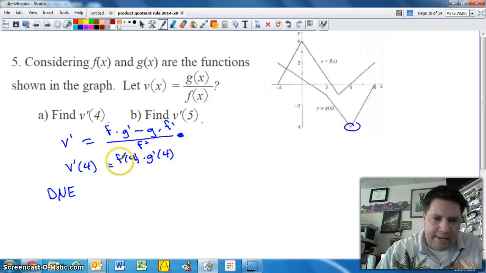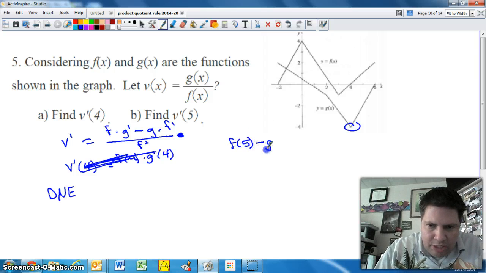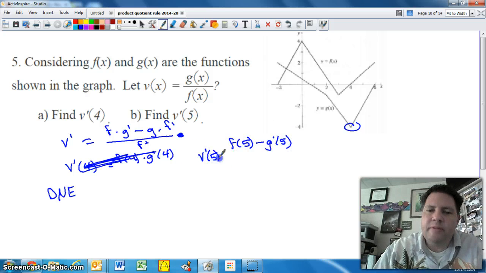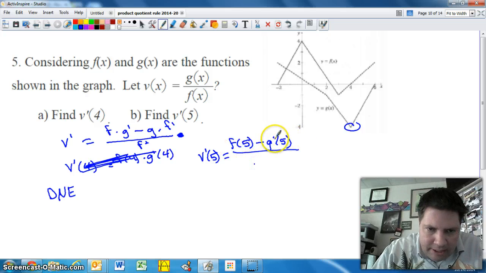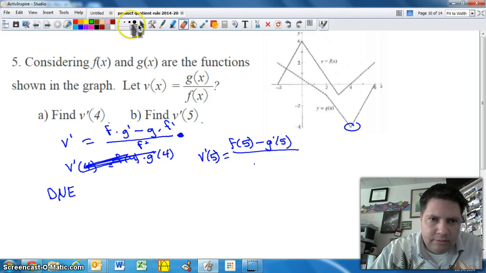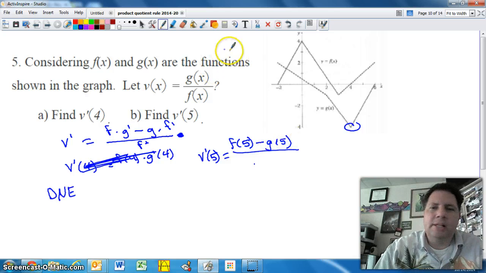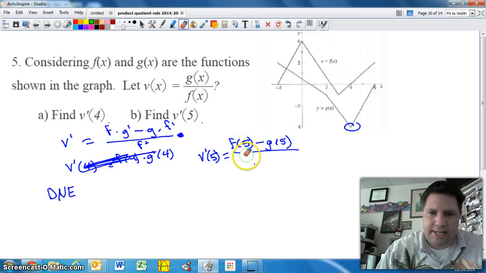So, part B. Instead of plugging in 4s, we're going to take 5s. So f of 5 minus g prime of 5. So this is for v prime of 5, by the way. All over, oh wait, g of 5, that's g of 5, not g prime of 5. Ooh, g of 5 times, no, yeah, just g of 5. Hold on, what am I doing? Okay, let's pretend I haven't started this problem yet.